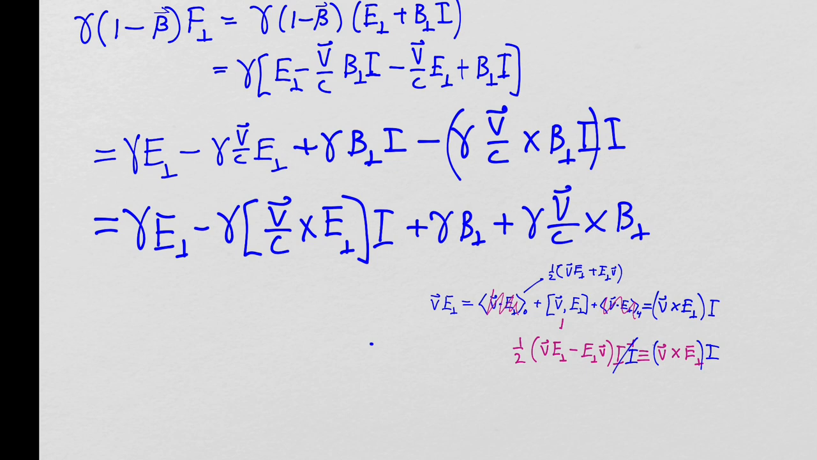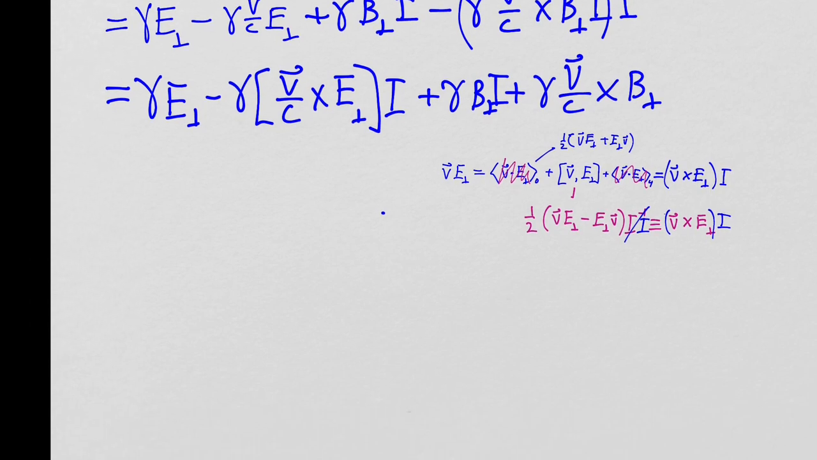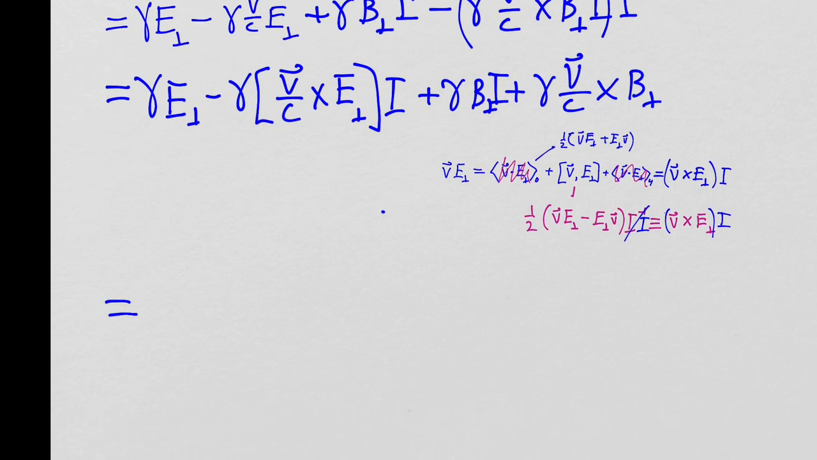Oh, yeah. This has an I right there. So we can combine these together. We can combine the terms that are dual and the terms that are not, the relative vectors and the dual to the relative vectors. And that would give us gamma E perpendicular as a relative vector. And let's just take the gamma out, plus V over C B perpendicular.